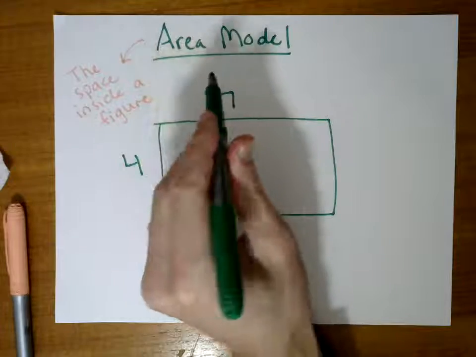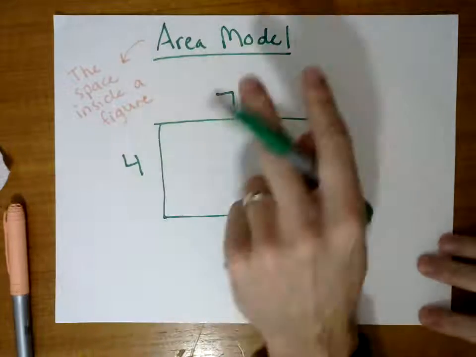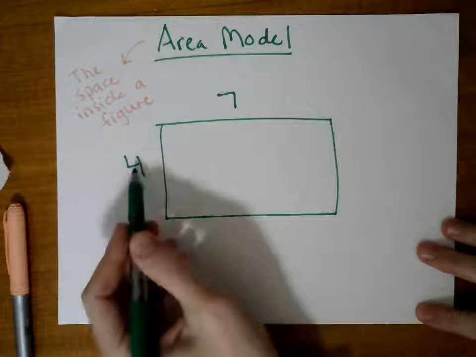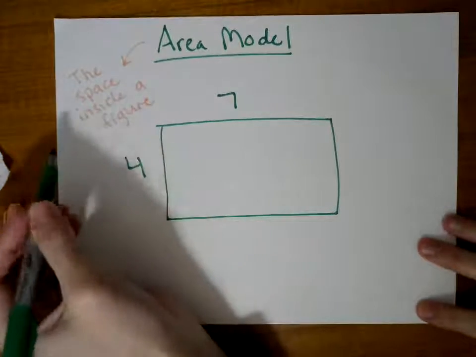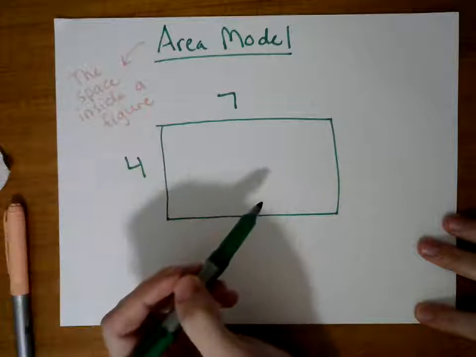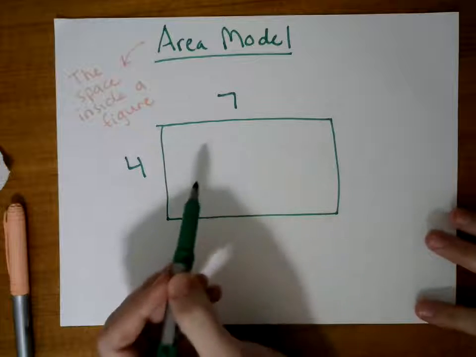All right, let's look at the area model. We are going to be multiplying two-digit by two-digit numbers, but first let's just multiply two one-digit numbers just to review what area is. Area is the space inside of a figure, and area is measured in square units.